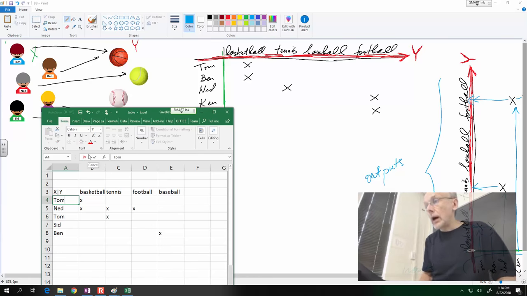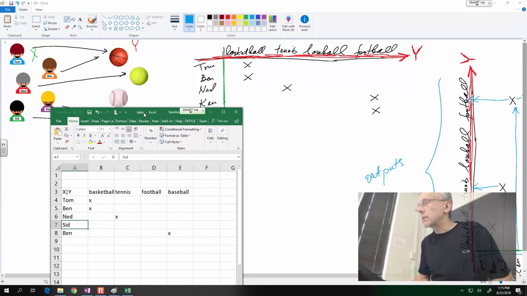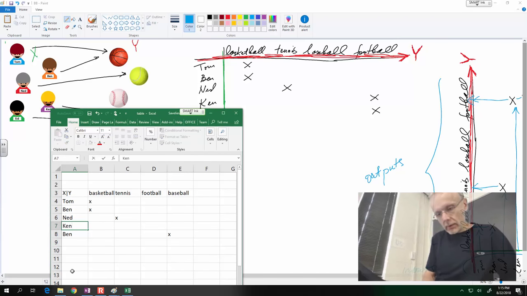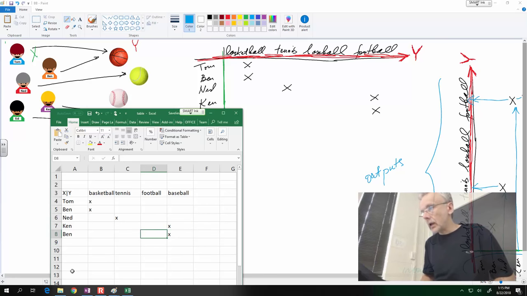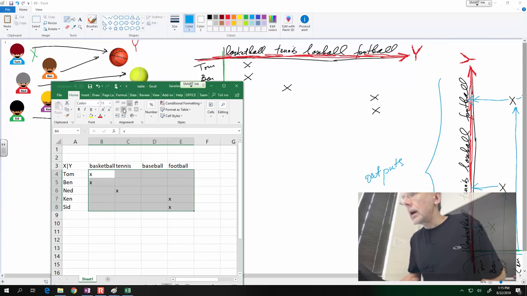So Tom is here and he plays baseball. The second one is Ben, and he plays also basketball. And then the next one is Ned, and he plays tennis. So nothing here. And then the other two, what's left is, hold on. Tom, Ben, Ned. Ken plays football right here. And the last one is Sid, he also plays baseball. Yes, baseball. It's football. I don't know what happened here. Okay, football. Nobody plays baseball. Okay, here's the data. Let me maybe make the picture slightly clearer, like this.